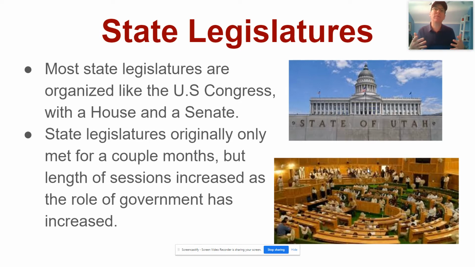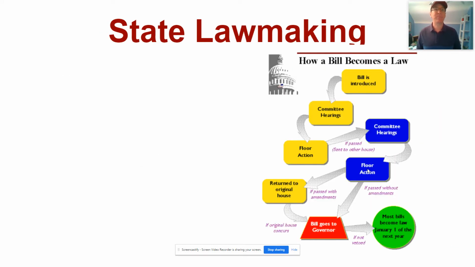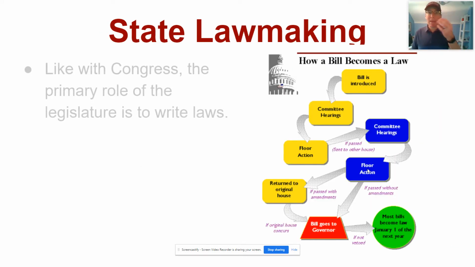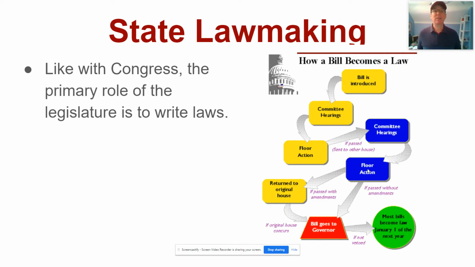But as the role of government has increased and more things have fallen under the government's responsibility, the sessions for state legislatures have grown longer and longer, to the point where most state legislatures now meet for most of the year. All right, so what do they do? Well, they make laws. Like with Congress, the primary role of a state legislature is to write laws.